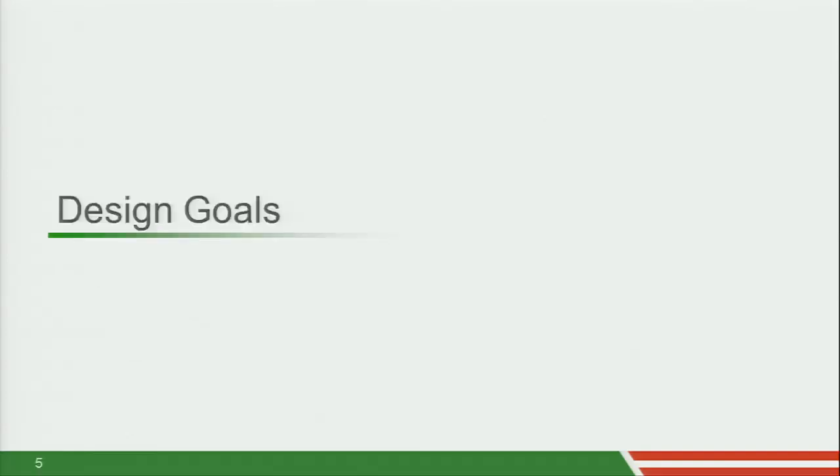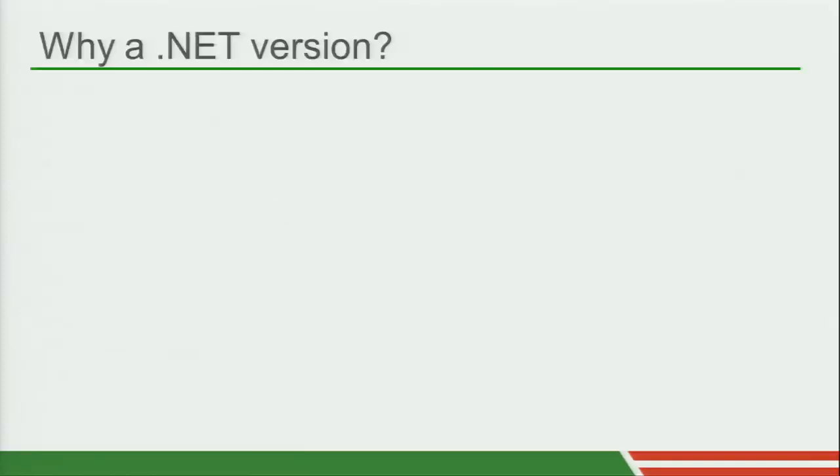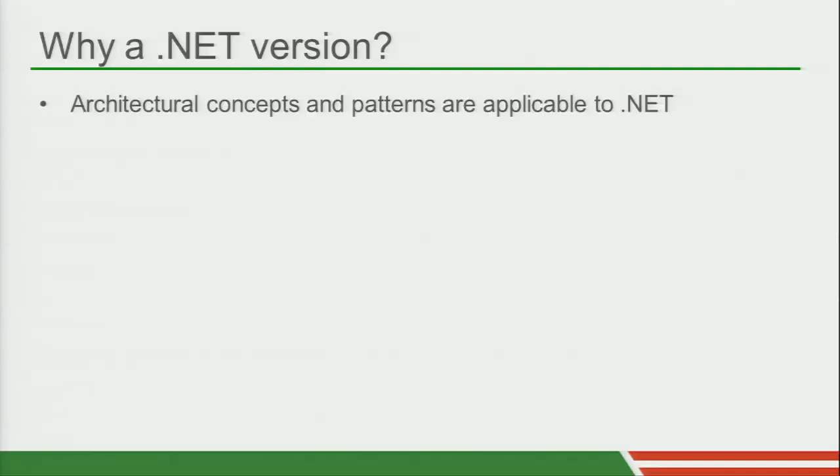So let's start with some design goals. First, the question: why a .NET version in the first place? One of the real reasons for this is that there's an awful lot of overlap between the .NET space and the Java space in a lot of areas.